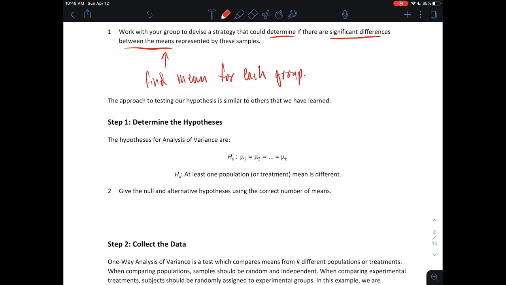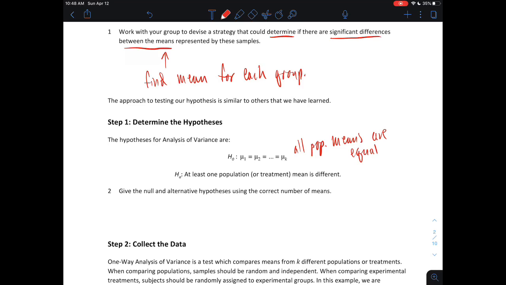So symbolically, we have a way to represent the null hypothesis, but as a sentence or a phrase, you could also say all population means are equal. Whereas the alternative hypothesis really just has this statement.